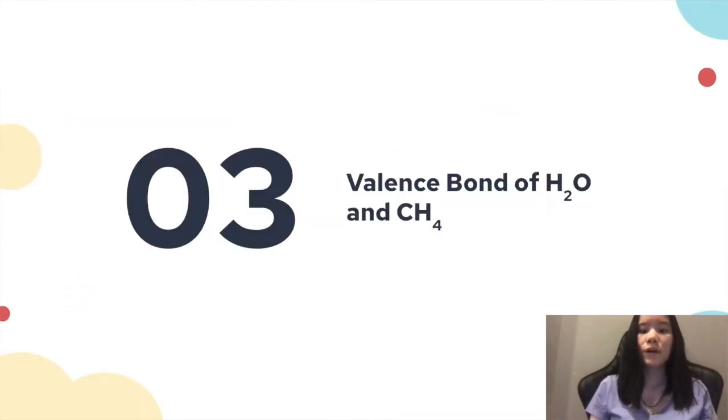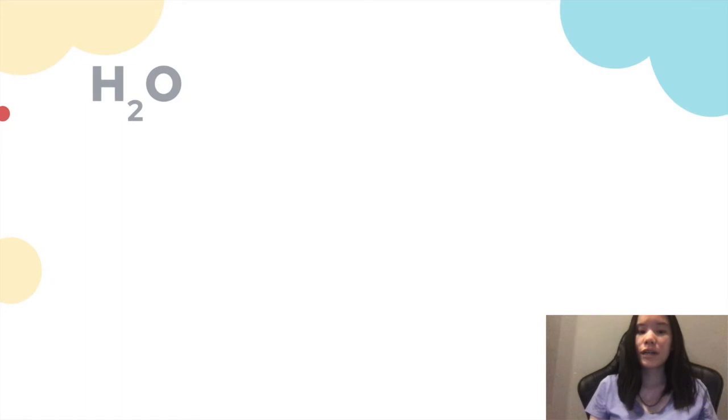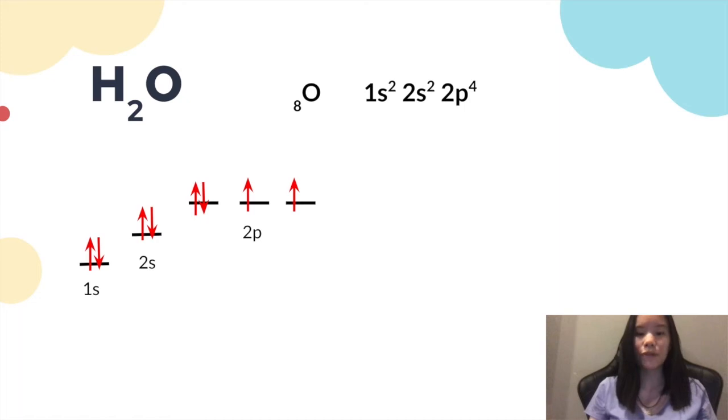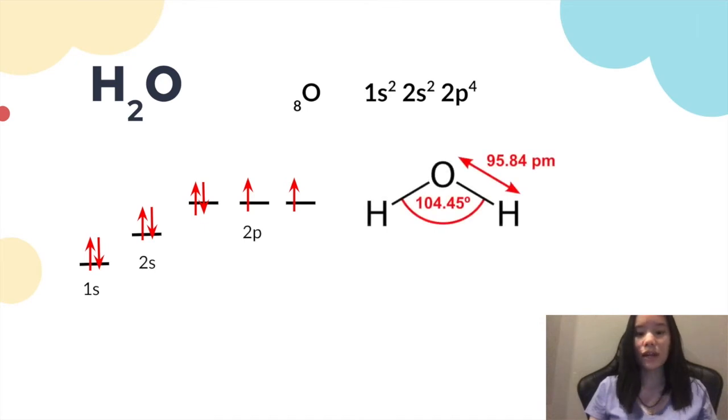Then we would like to focus on the valence bond theory of water and methane. Water, which is H2O. The electron configuration of oxygen is 1s2, 2s2, 2p4. The electron configuration can be written into different energy level diagrams, as shown. The structure of water is also shown on the slide with a 104.5 degree angle.